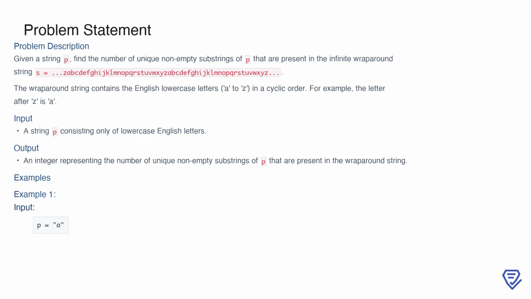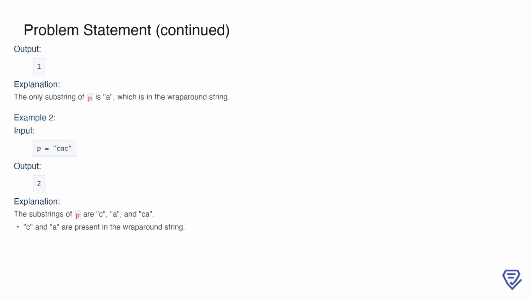To clarify how this works, let's go through some examples. In the first example, the input string P is simply "a". The only substring we can form from this is itself. Since it is part of the wraparound string, the output is 1. In the second example, the input string is "cac". Here, the substrings are C, A, and CA. Among these, C and A are valid because they exist in the wraparound string as individual characters. However, CA is not valid because the character C does not directly follow A in the cyclic order. As a result, the output for this example is 2.